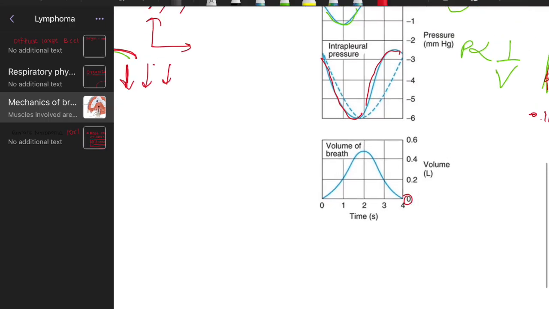So that is it for today. I explained the mechanics of breathing and all the basics related to it. I hope you understood this video and my explanation, which was a bit detailed, but yes.